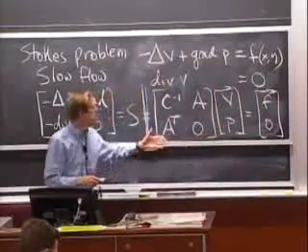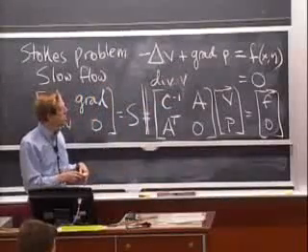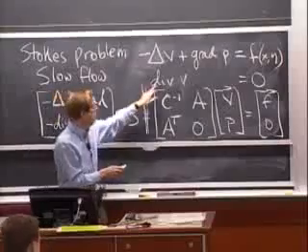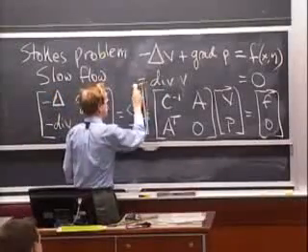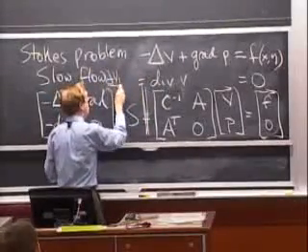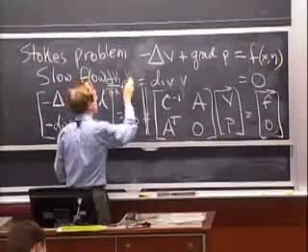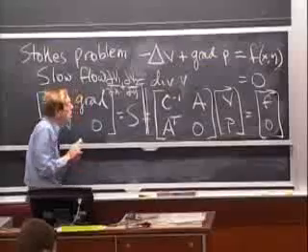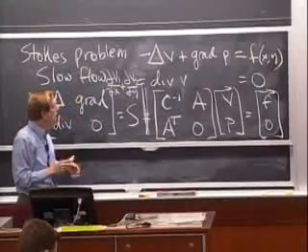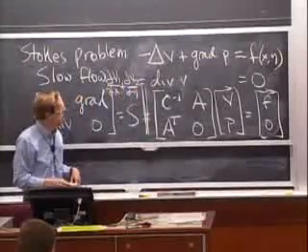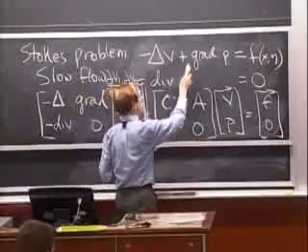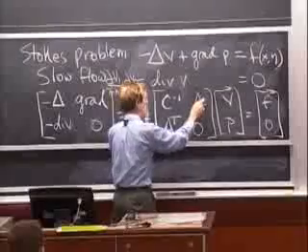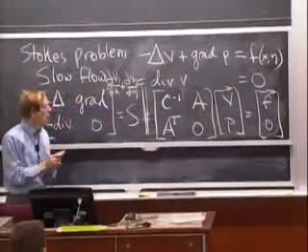P is the Lagrange multiplier for this constraint. The constraint is just a scalar constraint. The divergence is 0. You remember what divergence means: dv1/dx plus dv2/dy. So those are the two components of V, the vector, and its divergence is 0. And these are, well, with the minus sign, adjoints of each other.